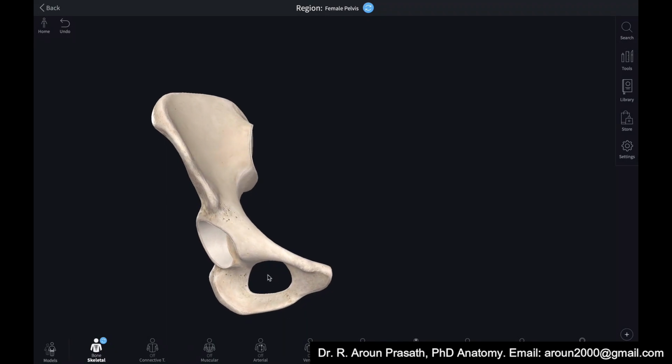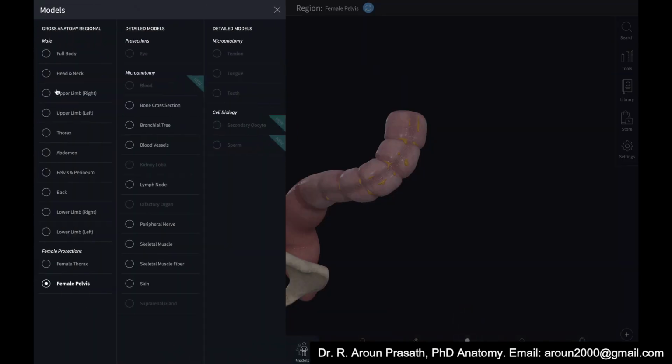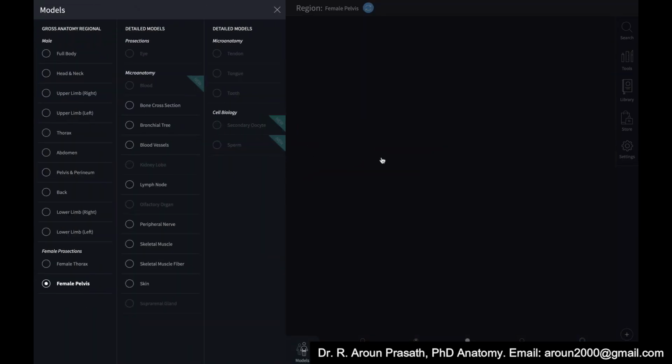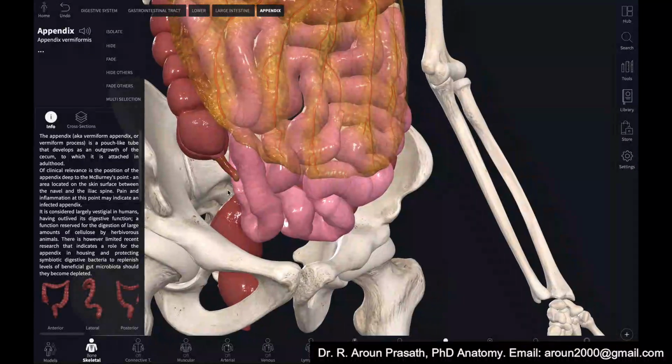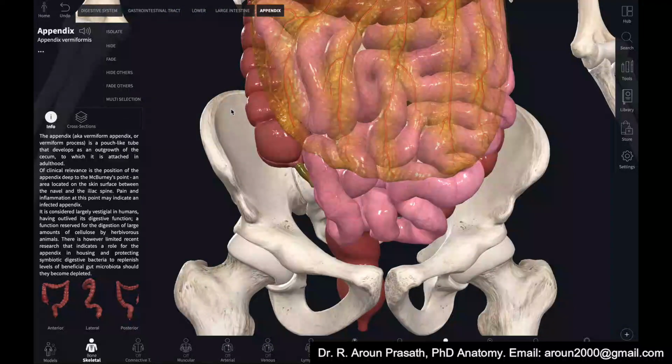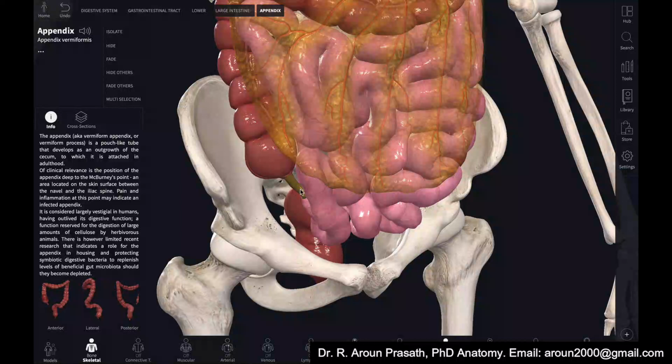Okay, so this is the place where the appendix is located. In clinical exam you need to search for the appendix. You see, this is the appendix. And when you divide the body, the appendix is located in the right iliac fossa. We will discuss that extensively in the digestive system. This small finger-like structure is the appendix.